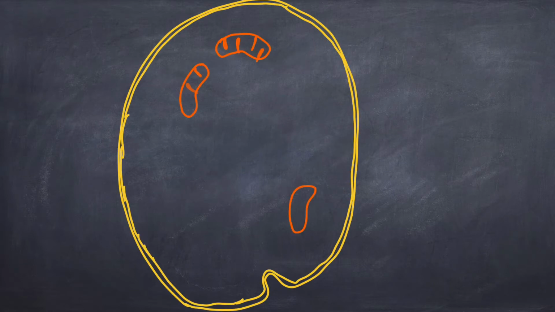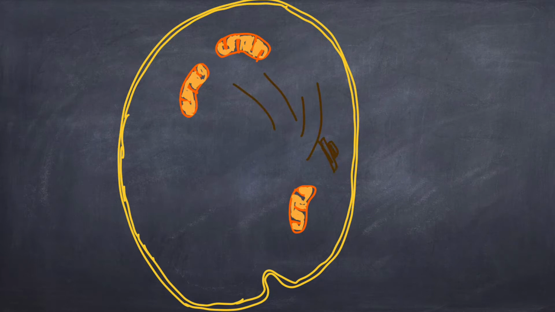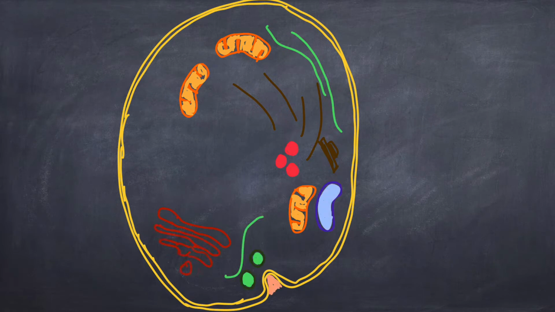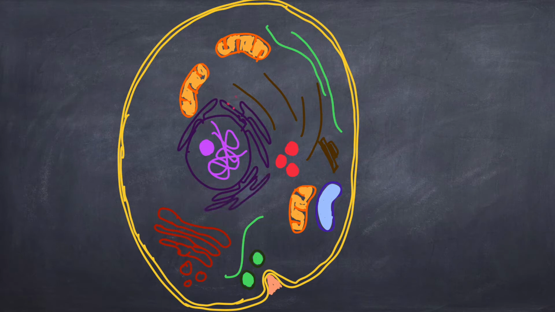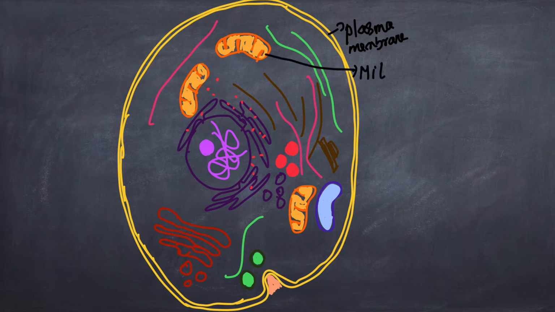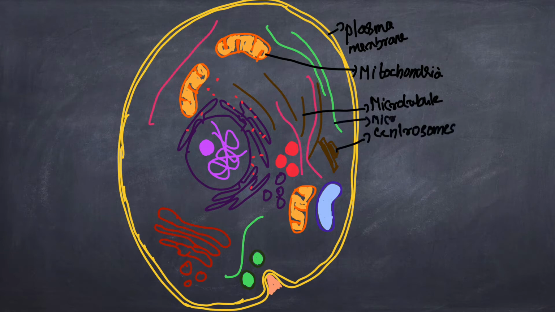Let's learn cell organelles by drawing them. First we can draw plasma membrane, the yellow colored outer membrane of a cell. Next we can draw mitochondria, the orange colored pea-shaped organelles of a cell. Then we can draw microtubule. Next we can draw centrosome. After that microfilament. Next is lysosomes.